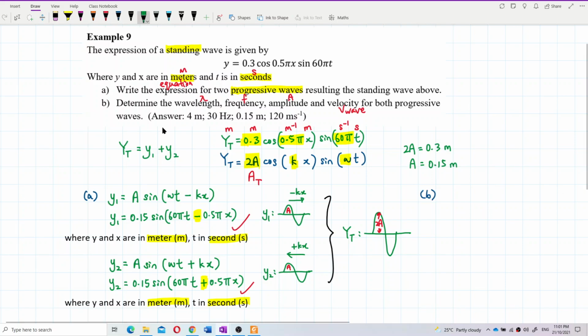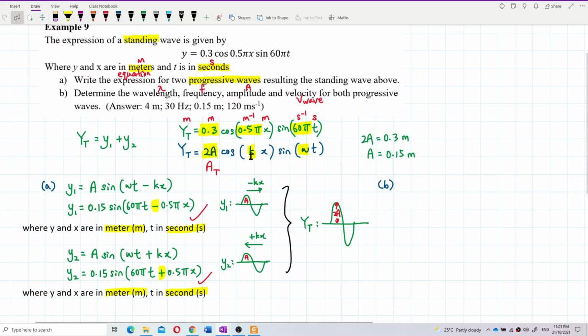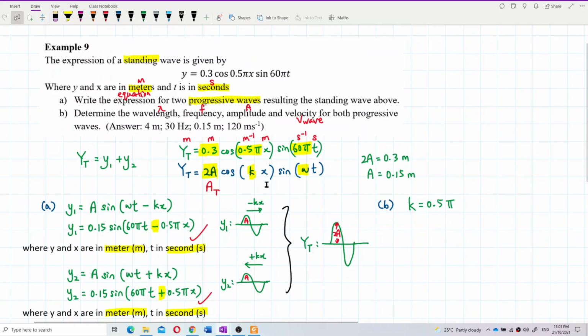So how to find the wavelength? Wavelength we can find from k, the wave number. Our k is 0.5 pi. What's the unit? You must check the unit. So k has to relate to the x, and the x unit given is in meters. X is in meter. So our k is per meter, not per cm. It is per meter. So you must be careful with the unit.